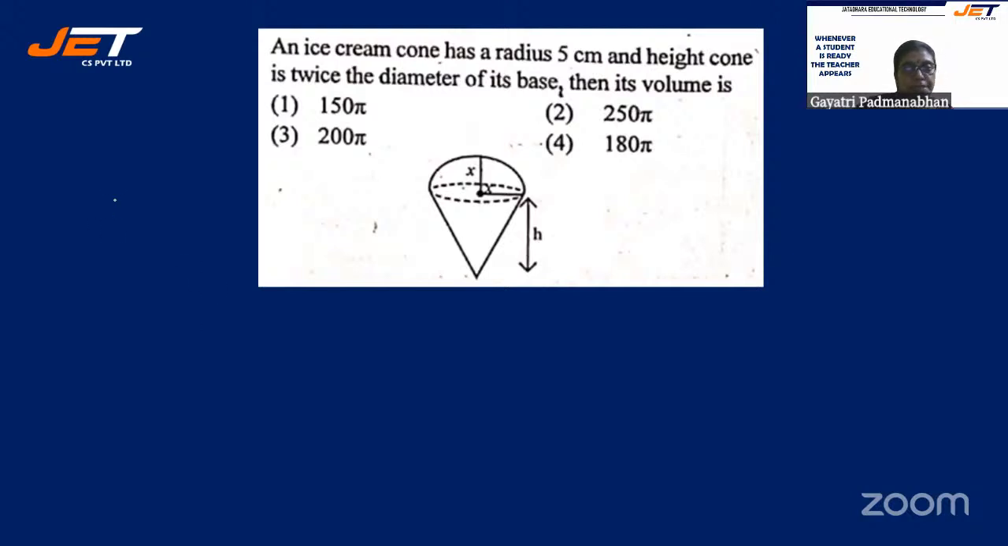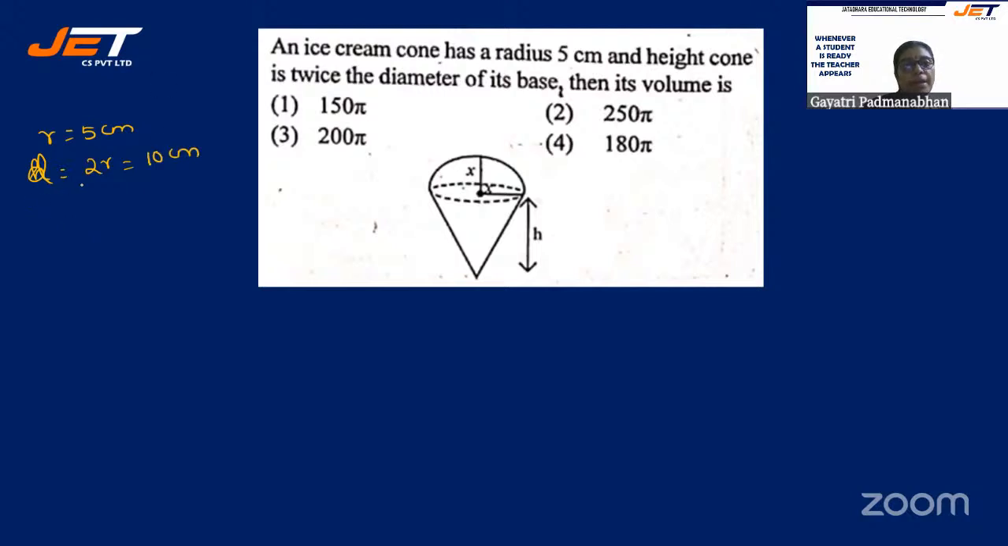Right. So please understand the radius is 5 centimeter. And what is the height? The height of the cone is twice the diameter of its base. So what is the diameter? First of all, twice of radius, which is 2 into 5, that is 10 centimeter.